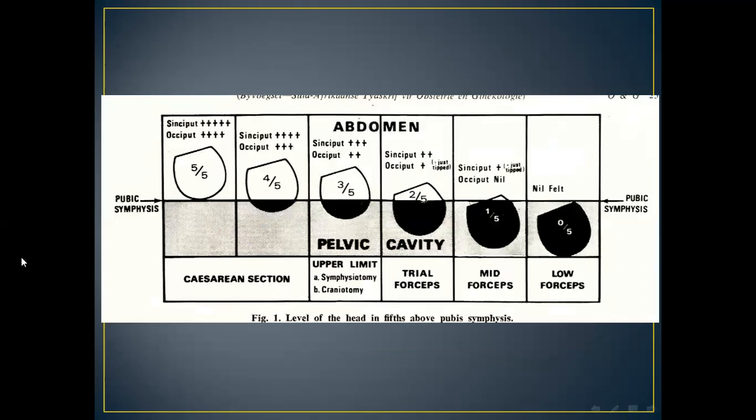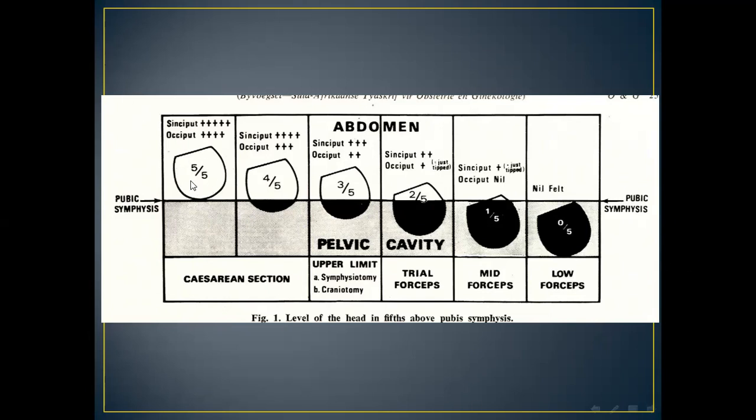What is meant by station? Station is the relation of the lowermost portion of the presenting part to the bony landmark of the mother, which is the ischial spine. If it is at the level of the ischial spine, it is known as station zero. If it is below the ischial spine, station plus 1 by 1 centimeter, or plus 2 by 2 centimeters, or plus 3 if it is below the ischial spine by 3 centimeters. If above, it is known as minus 1, minus 2, minus 3. We can determine this either by PV or abdominally, as in this diagram.